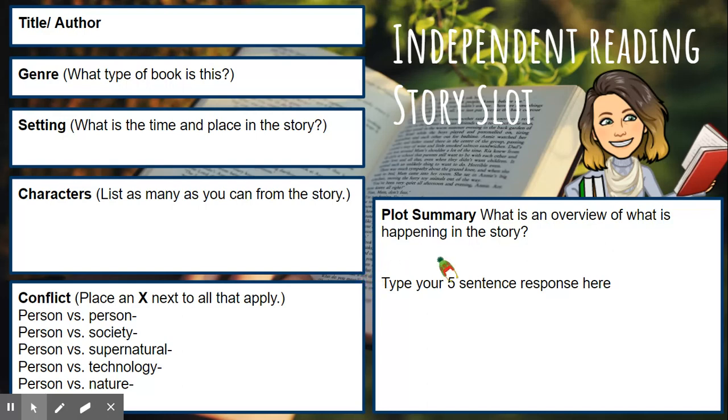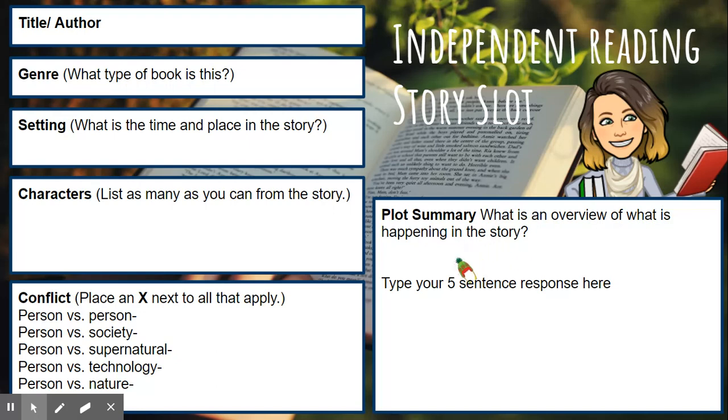And then you will include a plot summary. What's the overview of what is happening in the story? What might be something that you can share without giving away too much information about the story? You don't want to give anything that would spoil it, but enough to get the attention of your classmates.